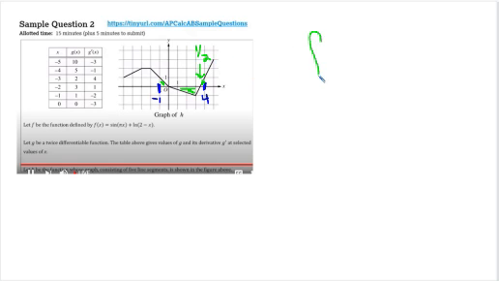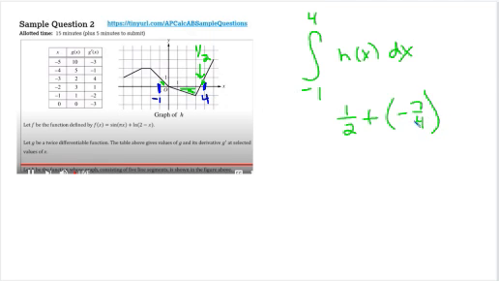So if I want to calculate the integral from -1 to 4 of h of x dx, I just add up the areas. This first area is 1/2. The next area is a negative value. It is -7/4. And the last area right here is 1/4. Okay, just doing base times height divided by 2. That's all I'm doing. And when you add all of those up, you get -1.